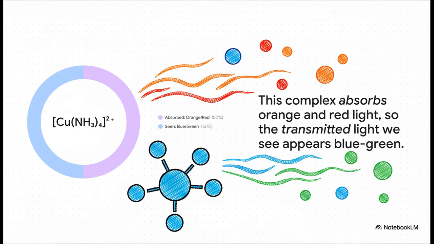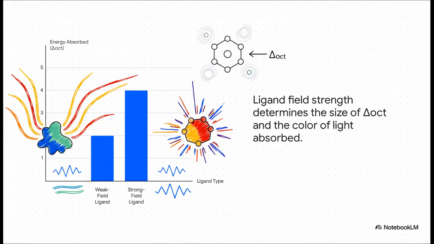Why? Because the molecule is literally absorbing the orange and red parts of the light spectrum. When you take orange and red out of white light, what's left behind for your eye to see? Yep, blue and green. And this brings us right back to our ligands. Weak field ligands make a small gap, so they absorb low energy light, like red. And if you absorb red, you look blue-green. Strong field ligands make a huge gap, so they absorb high energy light, like violet. And if you absorb violet, you appear yellow.